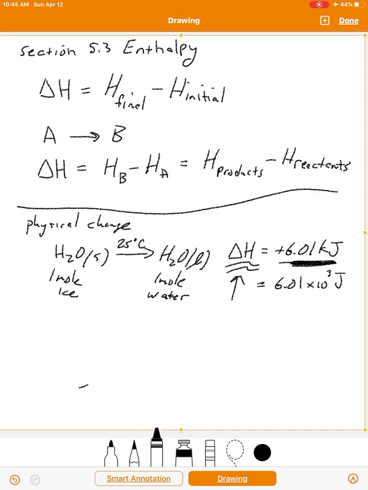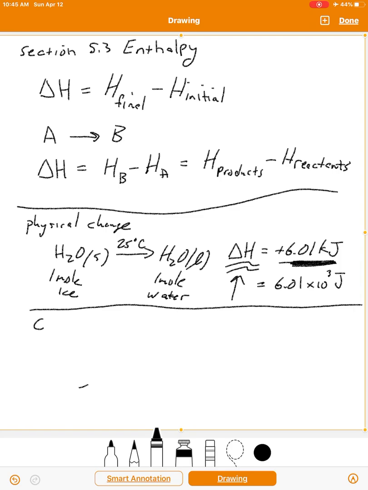So that physical change has an enthalpy change. There's an energy associated with that. And of course, you know it takes energy to melt ice. Well, there's a quantitative measure of that. That's how much energy it takes to melt a mole of ice. But we can also use it for chemical reactions.